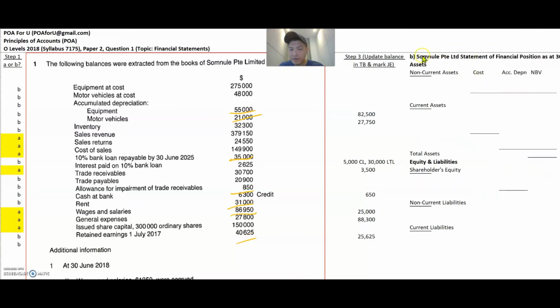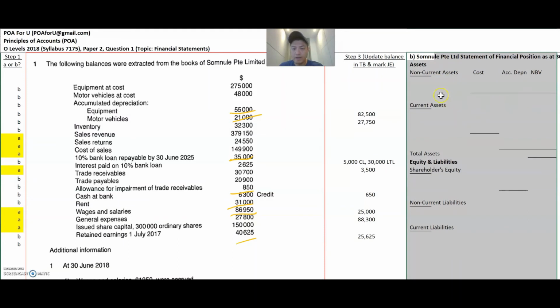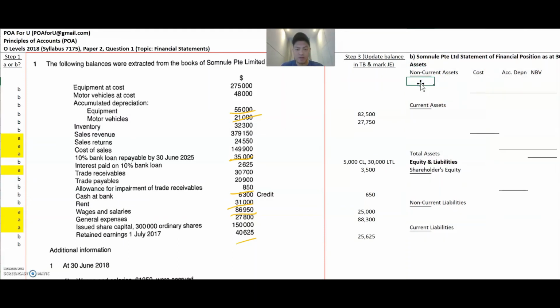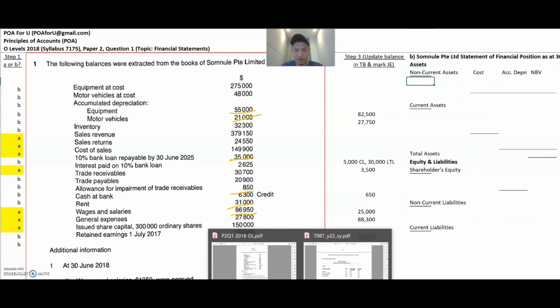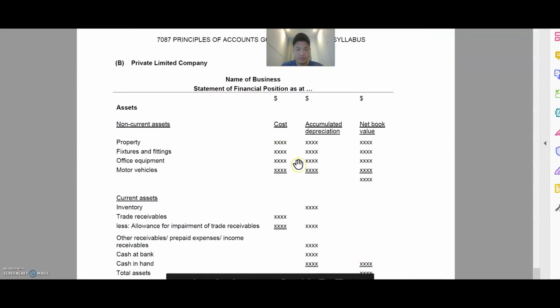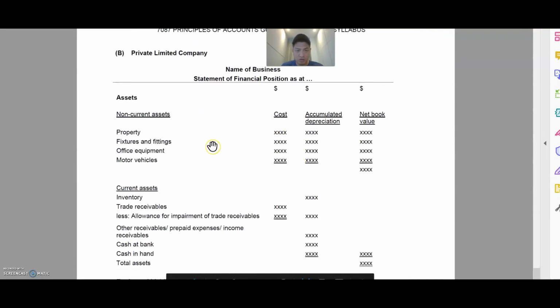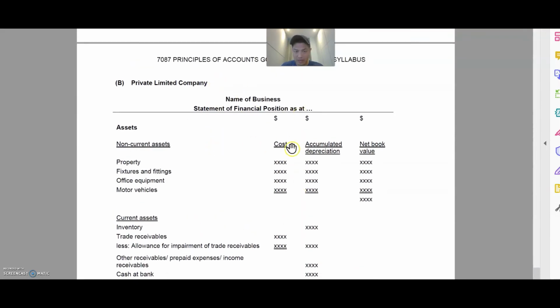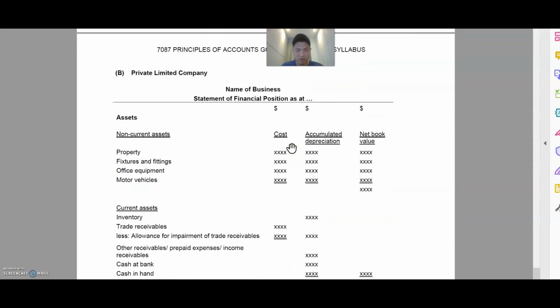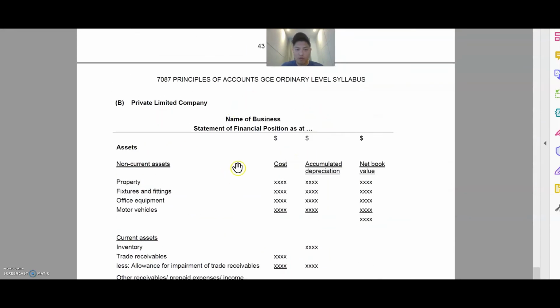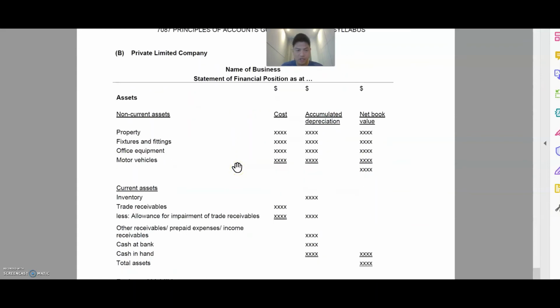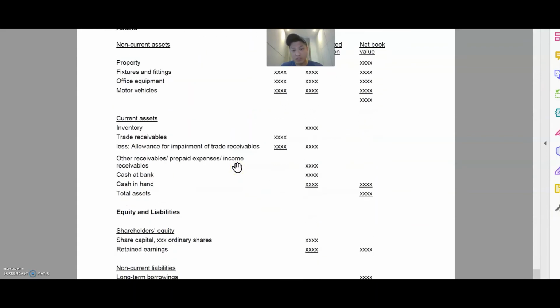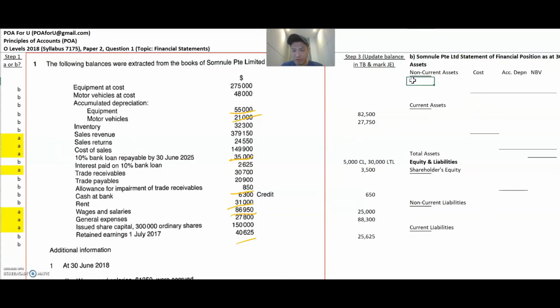Okay, so I have right here the statement of financial position format, and this is a standard format that you can see from your syllabus outline. And the syllabus outline, please go Google your syllabus outline, and you should see in around page 43, 44 all the formats of your statement of financial position and performance. Okay, so I've lifted that from there.